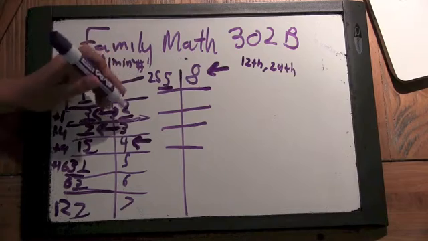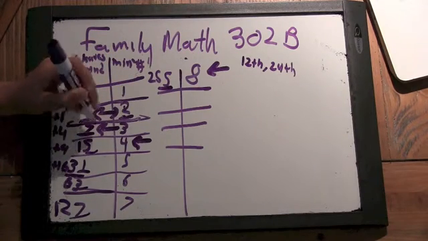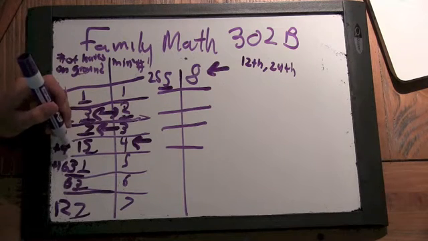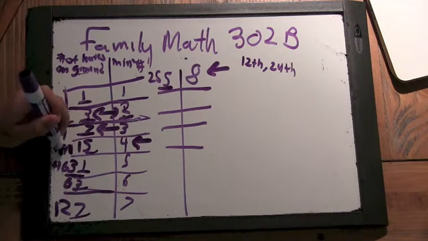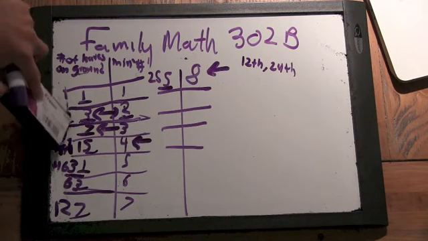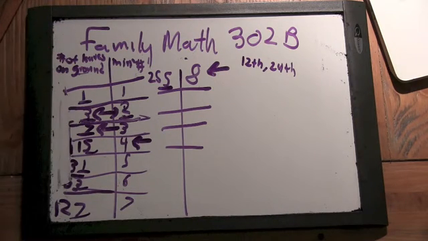Explain that pattern to me again. So to get from 2 to 3, you have to add 1. To get from 3 to 7, you have to add 4. To get from 4 to 15, you have to add 11, not 9. So this pattern doesn't work.